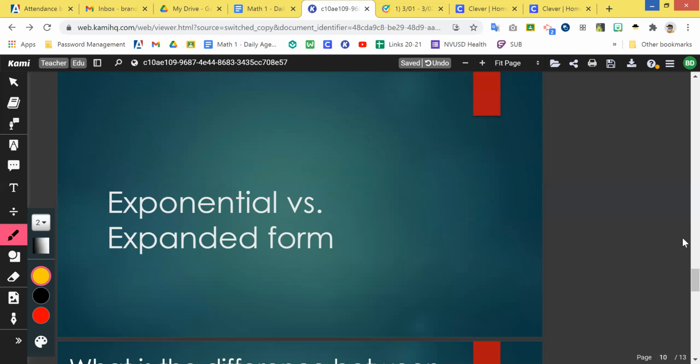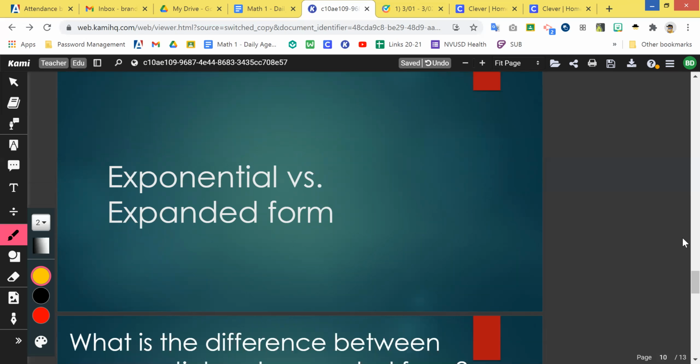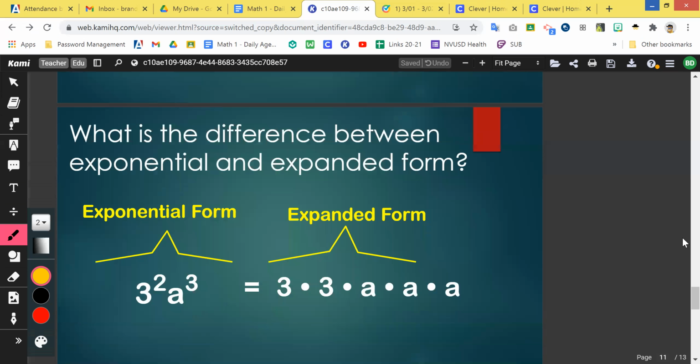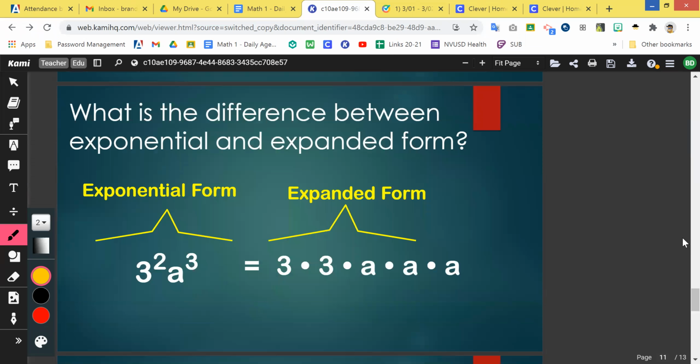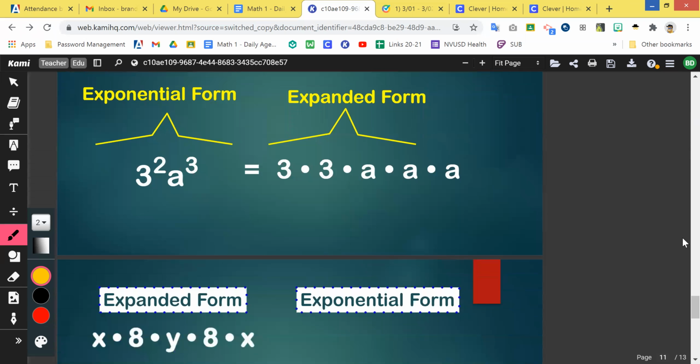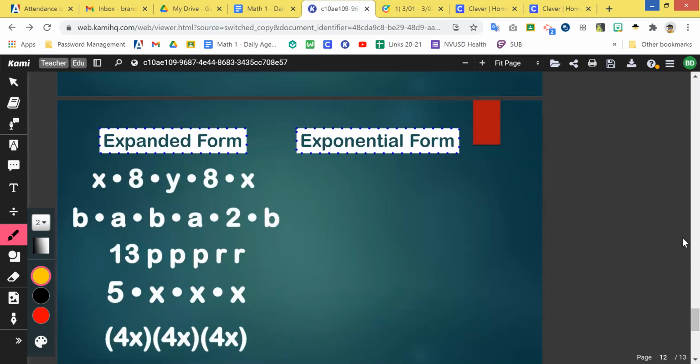Now, we're going to be going through exponential versus expanded form. So these are the two forms that we have. Knowing the difference is super important. Expanded form is when you have things written out, full, all the bases are written out. And then exponential form, you just count up how many of each base you have, and it's a condensed form. So it's super easy to look at exponential form. It's much more helpful than looking at expanded form where you have all the terms written out. Okay? So we're just going to practice converting between the two different forms.